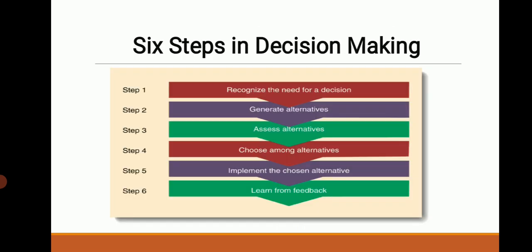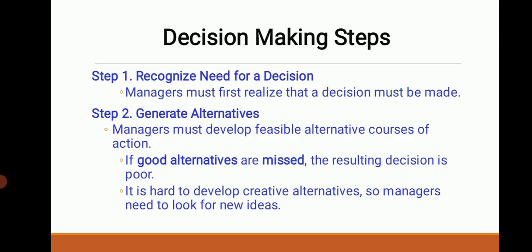So these are the 6 steps in decision making. Step 1 is recognize the need for a decision. Step 2 is generate alternatives. Step 3 is assess the alternatives. Step 4 is choose among the alternatives. Step 5 is implement the chosen alternative. Step 6 is learn from the feedback. So we are going to discuss the decision making steps.